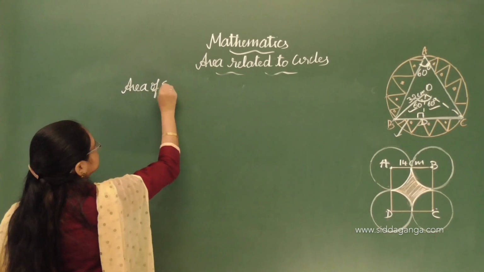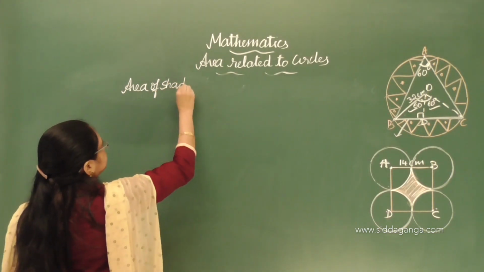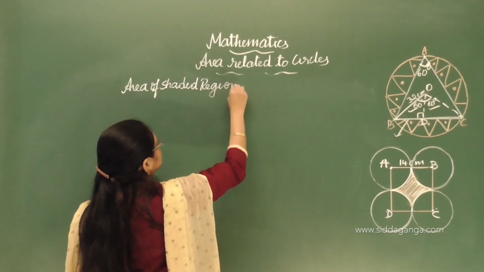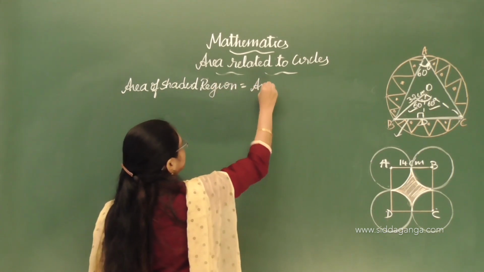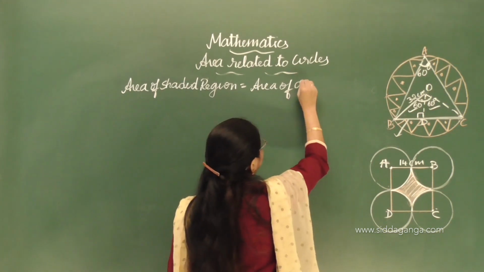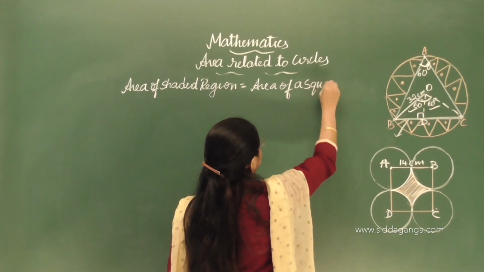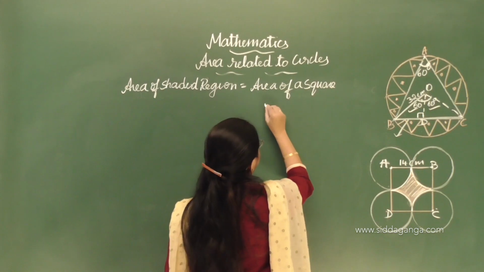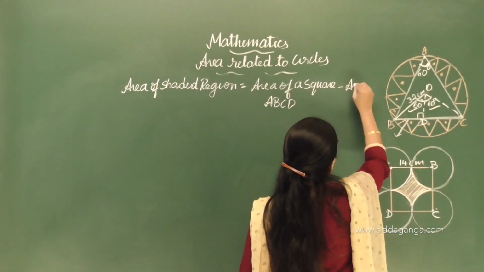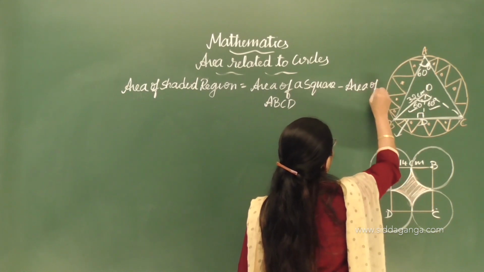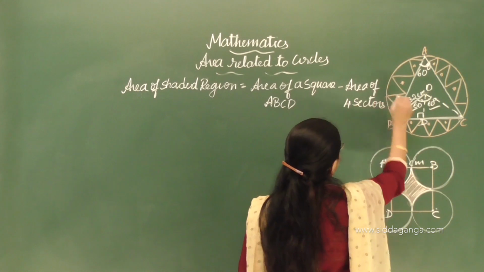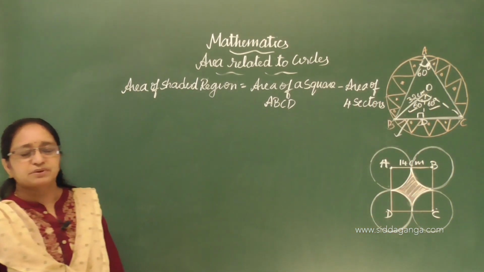Area of shaded region is equal to area of a square minus area of 4 sectors. Separately we will find out.